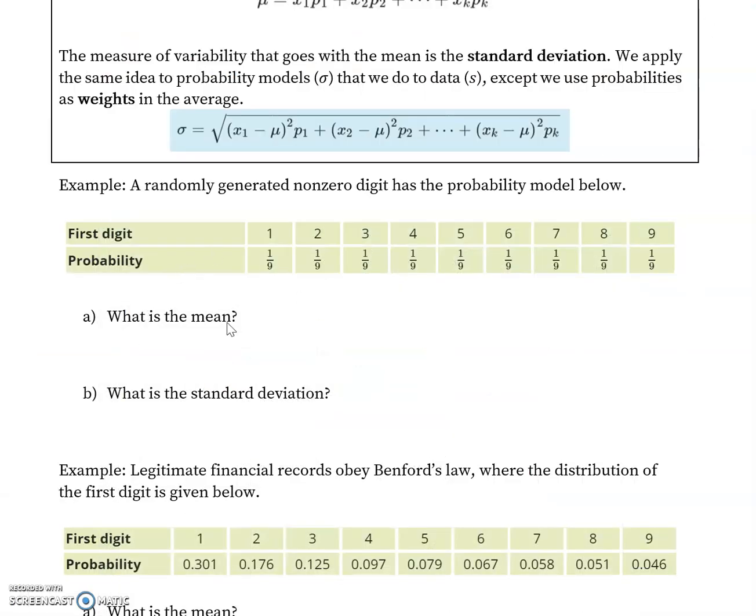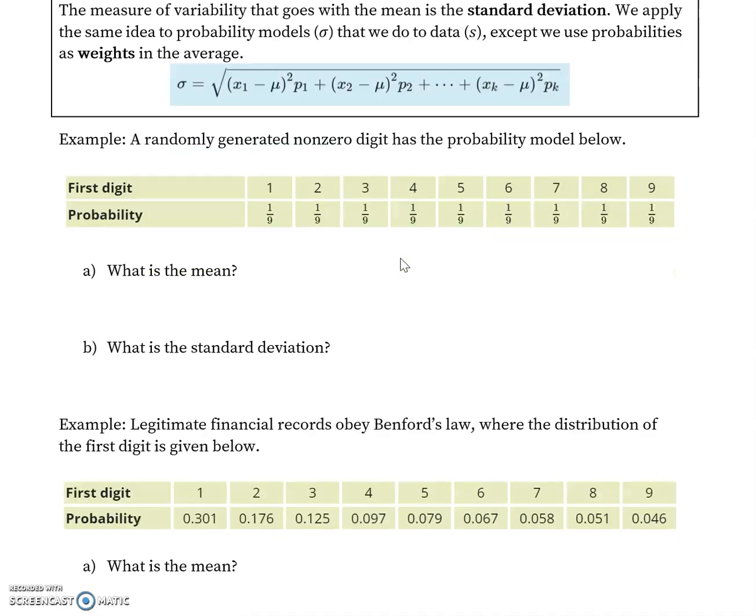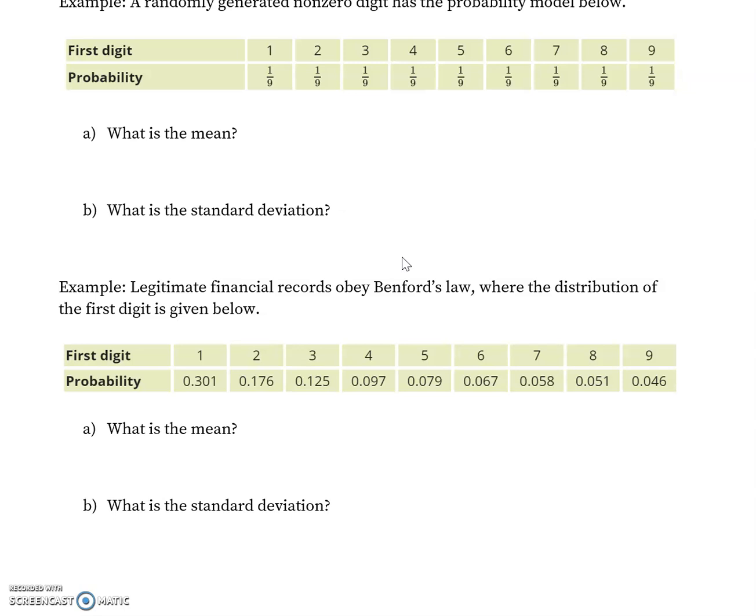Let me pull that back. So that would be our answers for the mean and standard deviation. I won't write those in. We can pull those off the chart there. Okay. So let's say we have actual legitimate financial records, which are not going to be random like what we had before. They follow Benford's law, and the distributions are given like this.